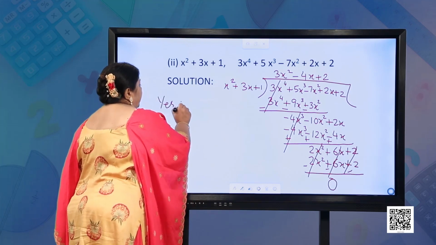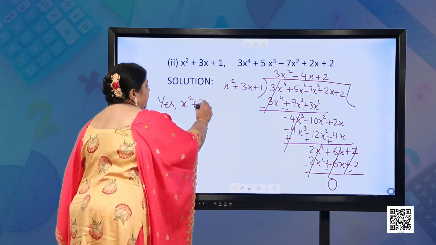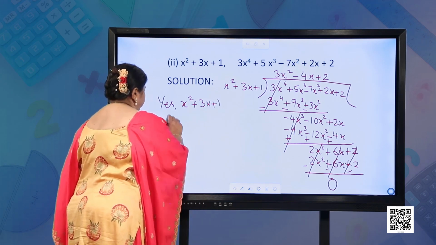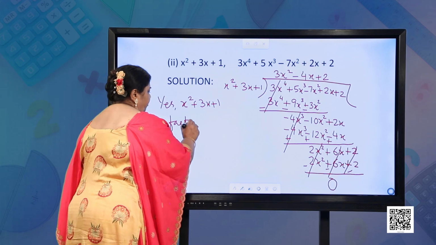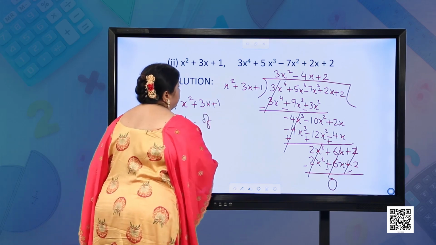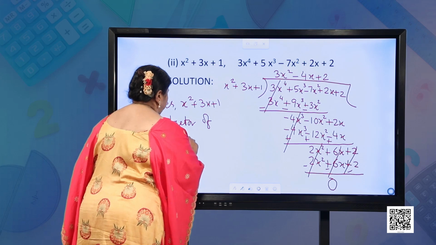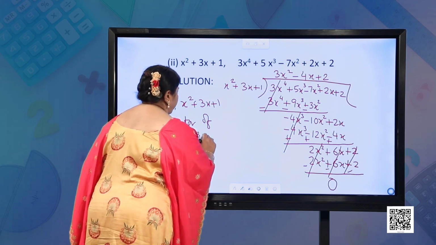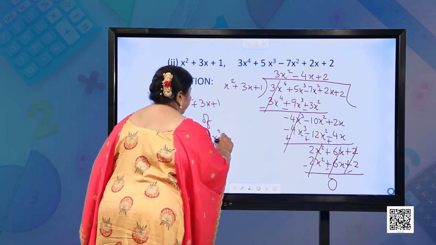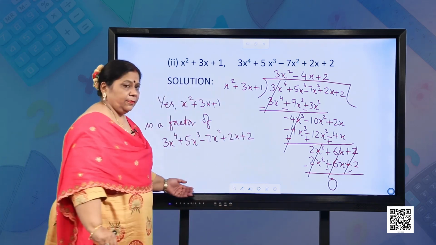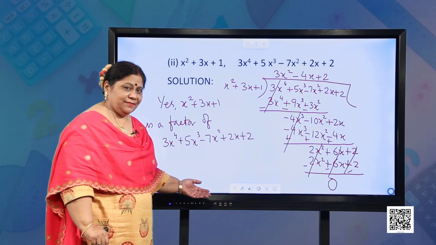Yes, x square plus 3x plus 1 is a factor of given polynomial 3x to the power 4 plus 5x to the power 3 minus 7x square plus 2x plus 2. I hope you understood this.